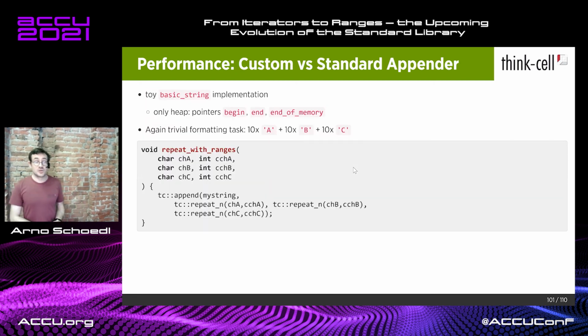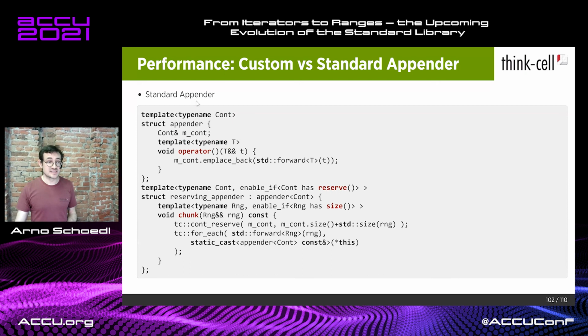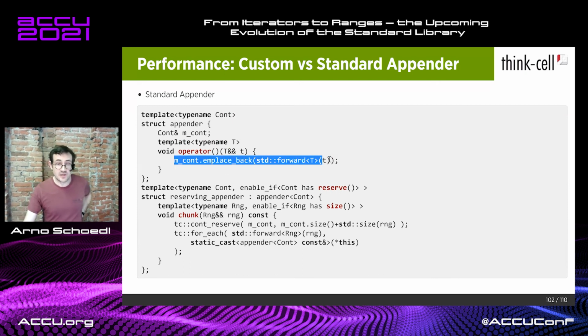Now, we could do a little bit better if we want to write into basic strings. So here, I created a little toy basic string implementation. It's essentially just allocating on the heap. And you have, again, this trivial formatting task of formatting these 10 A, 10 B, and then 10 C. The point here is the standard appender is somewhat inefficient. The problem is, when you are emplacing into a container, the container always has to check, am I at the end and do I have to reallocate?